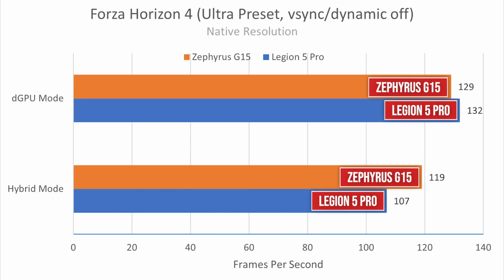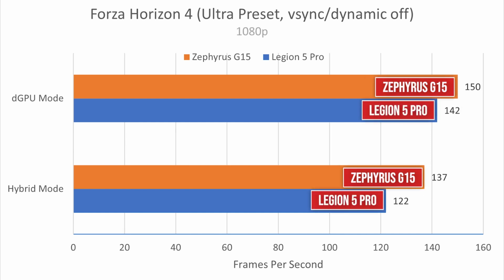And I found something pretty interesting in Forza Horizon 4. When I turn these down to 1080p, the G15 actually pulls way ahead of the Legion 5 Pro, especially in hybrid mode.